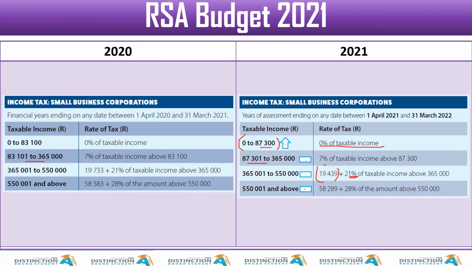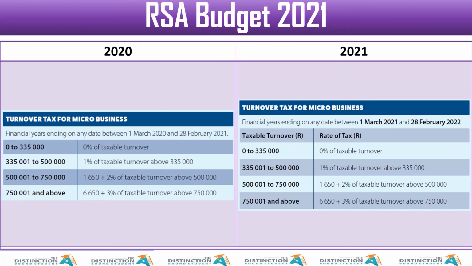If you want to analyze this, you can see that these small businesses are paying less tax than an individual who's working for a salary. That person will already be paying 18% on income above 87,000. And the maximum here is 28%. I think it should be 27%.